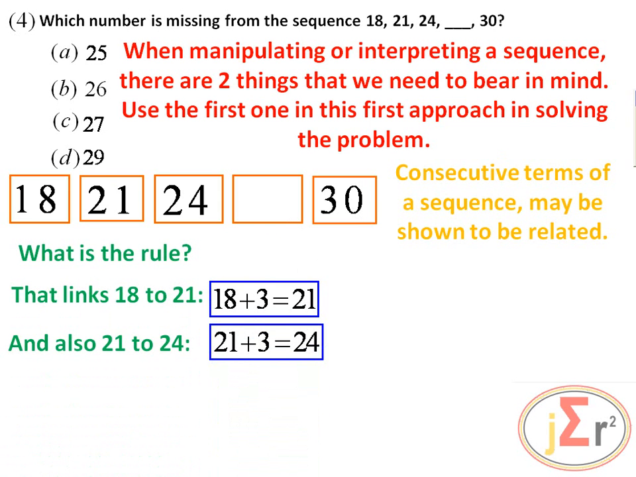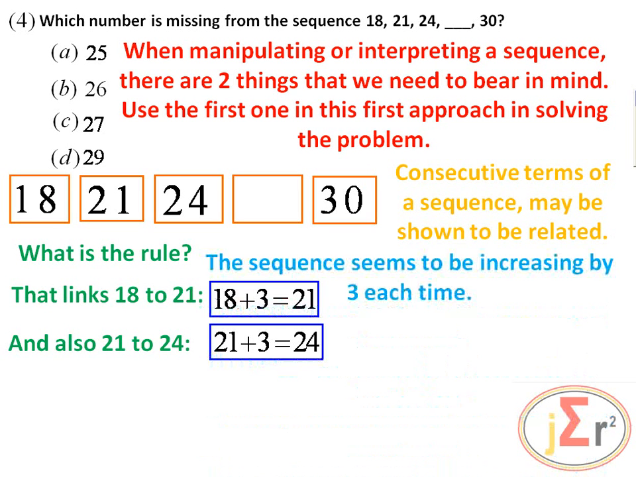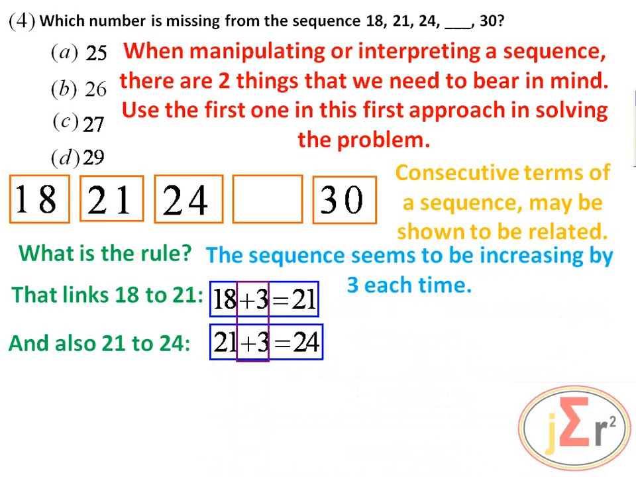So what is true that links 18 to 21? 18 plus 3 is equal to? 21. And also 21 to 24: 21 plus 3 is equal to? 24. So we keep adding 3 each time. The sequence seems to be increasing by 3 each time. I am not saying that it is, because if the rule is broken somewhere in the middle, then we will have some difficulties. We are just using what seems to be the case, and by putting it through the test, we may prove that it is actually the case.